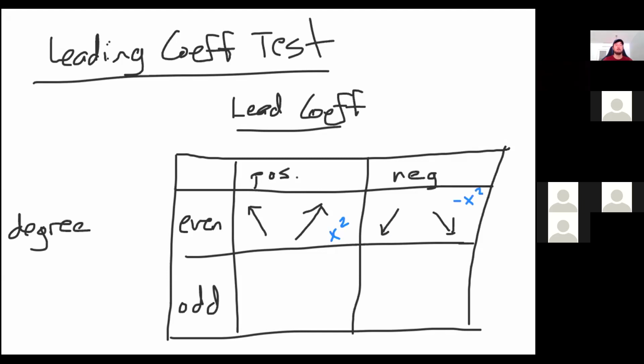An example would be negative x squared, right? Just reflect that parabola over the x-axis. Now it's facing downward. Both tails are facing down.